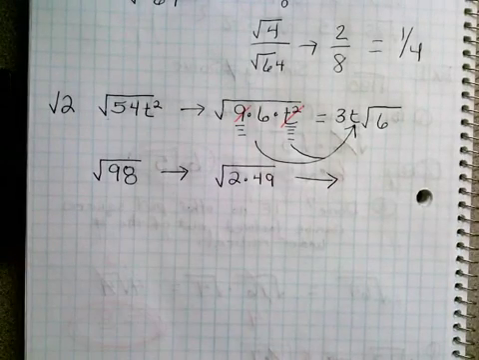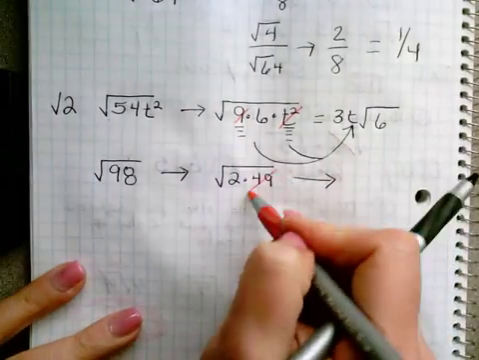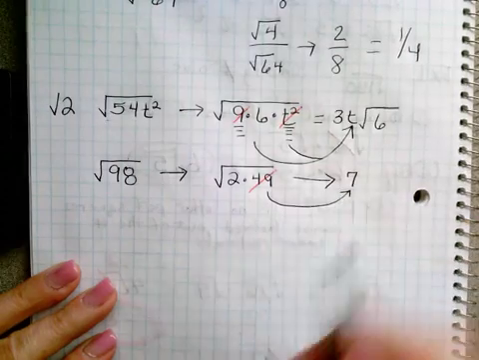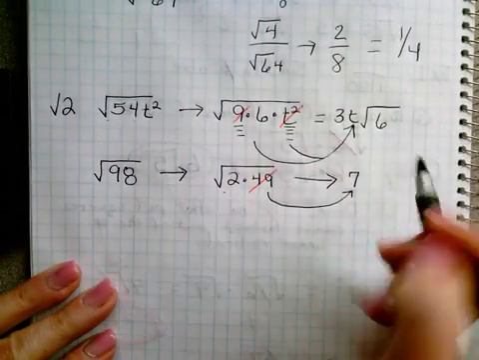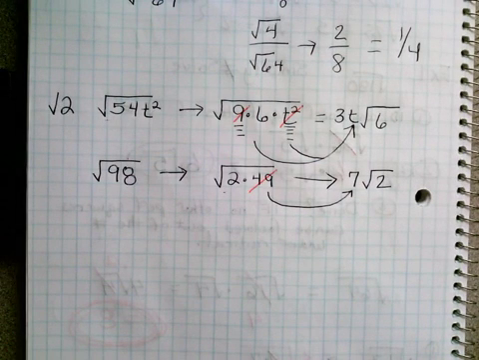Okay? Break those apart. Square root of 49 is 7. It comes out of the radical. The 2 stays underneath because there's nothing I can pull out of the 2. The 2 is not a perfect square. Okay?